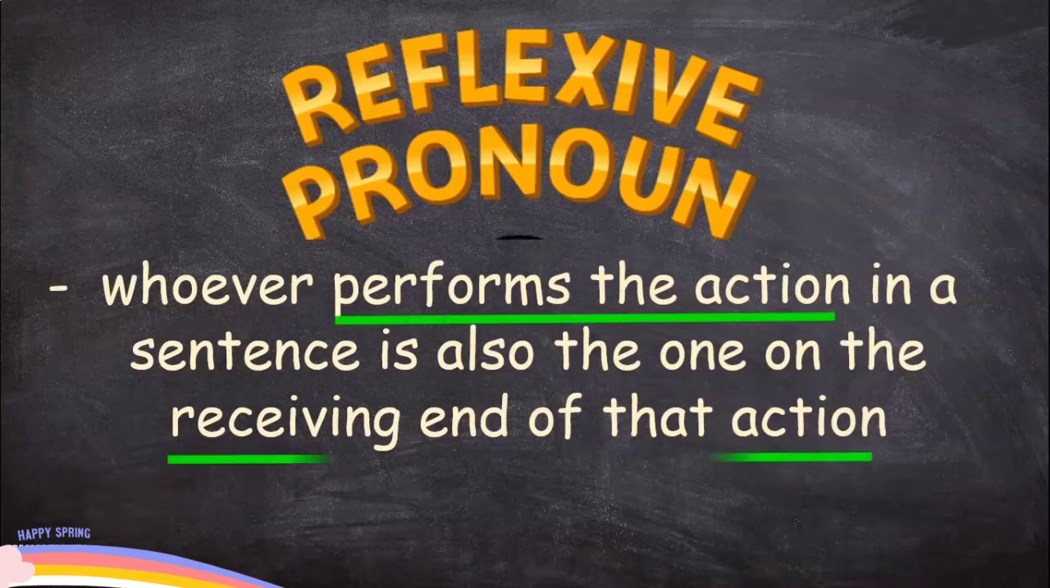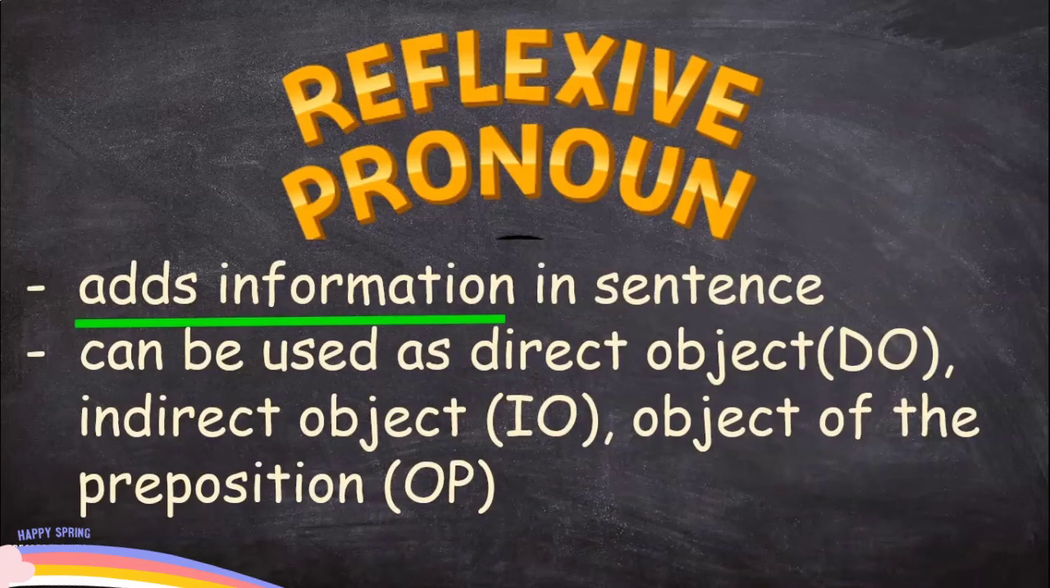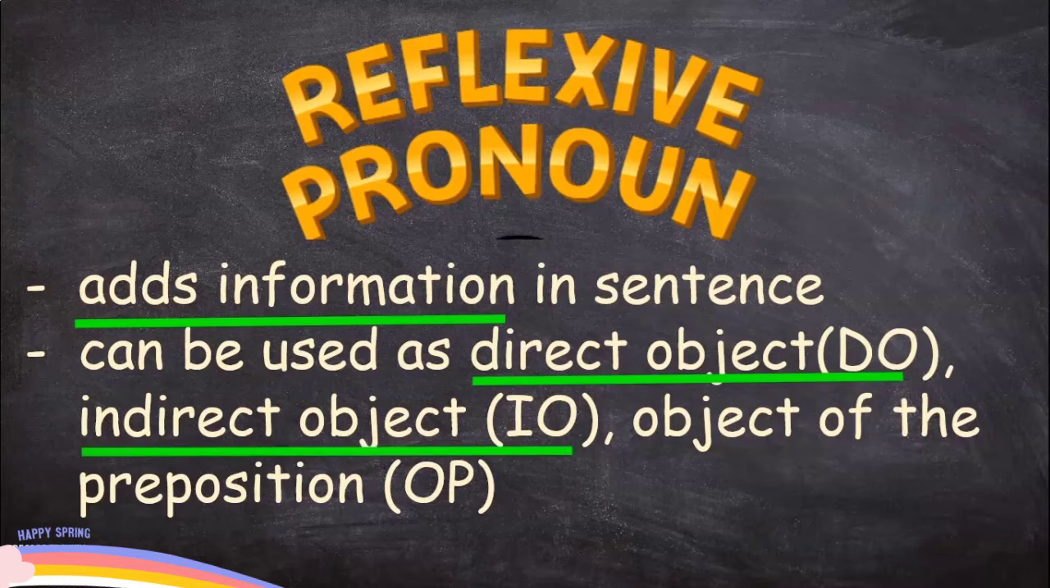Remember that a reflexive pronoun always adds information to your sentence. It answers a question. Earlier, the question answered was, who is she preparing? That is a direct object. It could be used as a direct object, indirect object, or also an object of the preposition in your sentence.